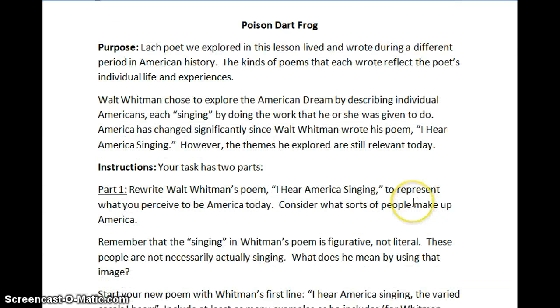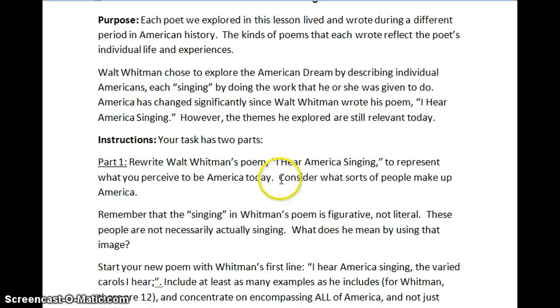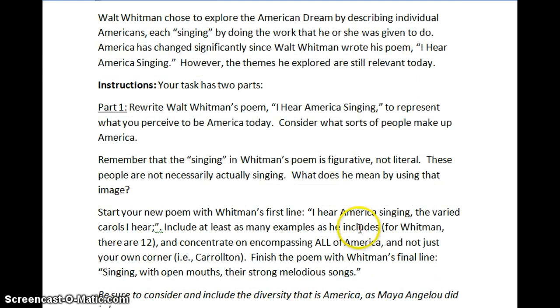And then here at the top of the list, the poison dart frog, which is invariably one of the coolest animals. Anyway, this one requires the students to take Walt Whitman's poem I Hear America Singing, which really is kind of a catalog poem, discussing the different types of people that he sees as part of America, the mechanic and the carpenter and so forth, working class Americans, and asks the students to rewrite that poem using his first and last lines, and then rewriting the middle to include what they see as part of America.